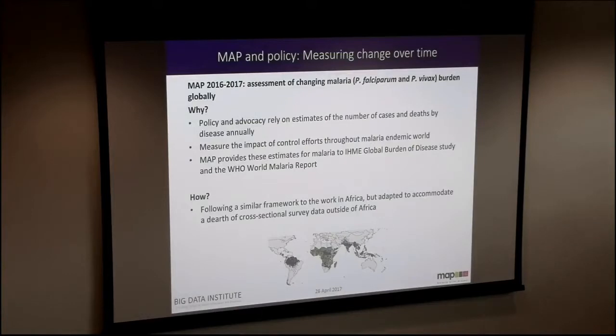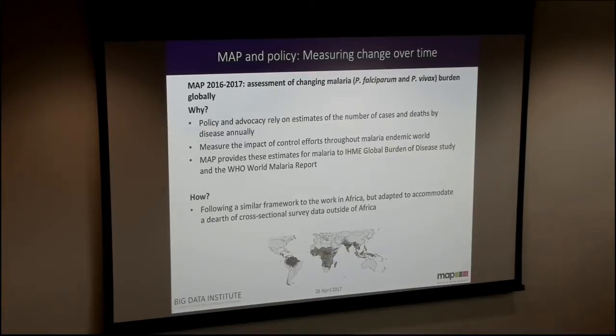Moving on from the Africa-specific work, we have last year and this year expanded that to include the entire malaria endemic world, and we're mapping and predicting change over time for both Plasmodium falciparum and Plasmodium vivax malaria. And the reason why it's useful to have estimates of what we call the burden of disease, which is the number of cases or deaths caused by a disease each year, is that then you can advocate for investment in that disease relative to others.